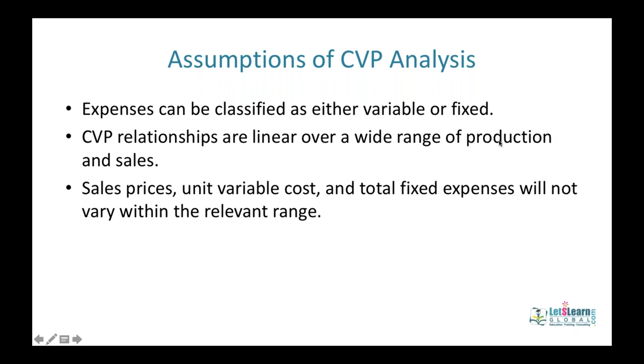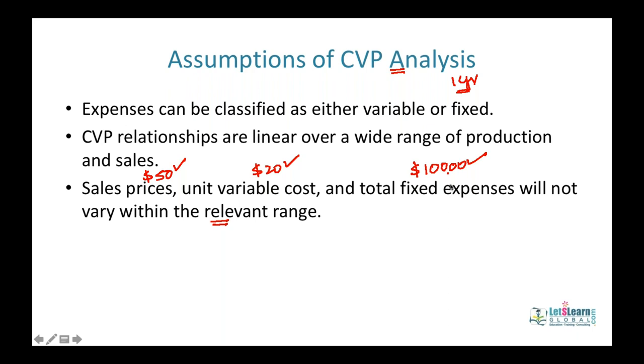One important point here in CVP analysis is that we assume that the selling price will remain the same. Unit variable cost will remain the same. Total fixed cost will remain the same within a relevant range. If your analysis is for 1 year, for the entire 1 year, your selling price is going to be $50 only. Your variable cost per unit is going to be $20 only. And your total fixed cost is going to be $10,000 only. So these are the assumptions we have within a relevant range regarding the selling price per unit, variable cost per unit, and the total fixed costs.